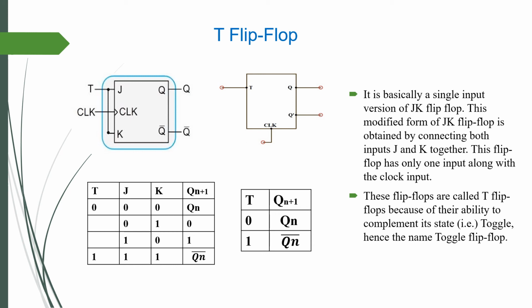These flip-flops are called as toggle type flip-flop because of their ability to complement its state. It toggles between 0 and 1 when we apply clock pulses, and if T is equal to 1, then output toggles between 0 and 1.